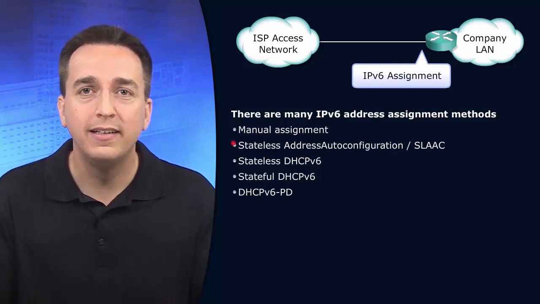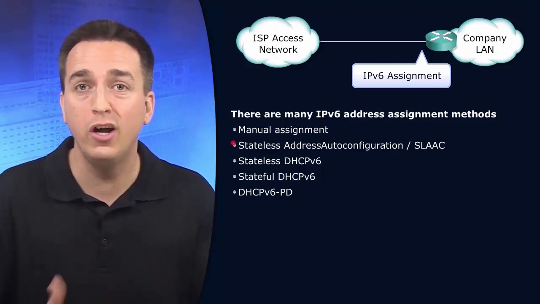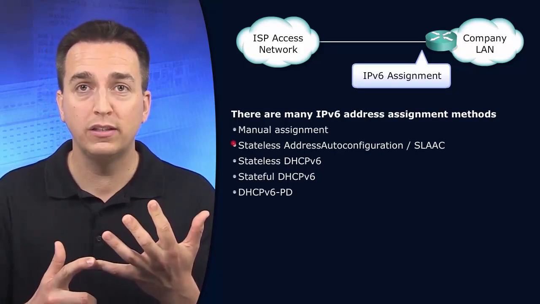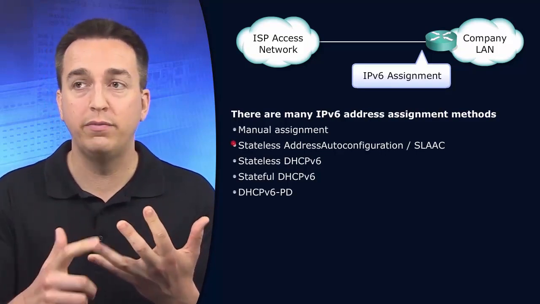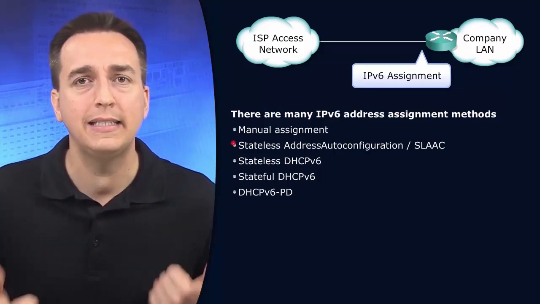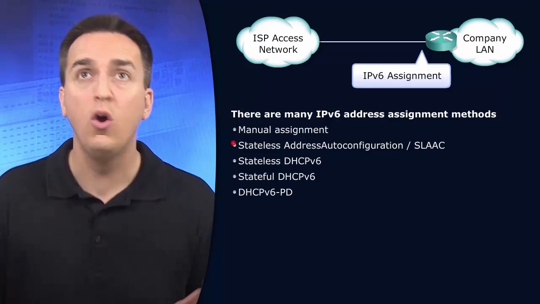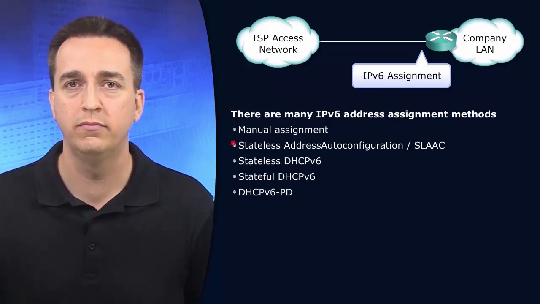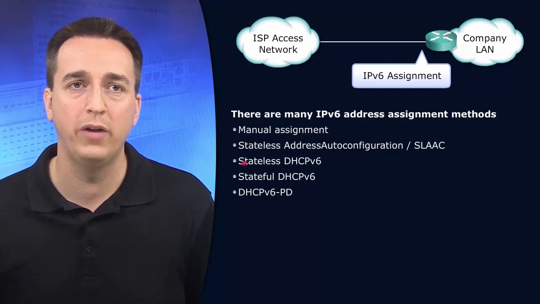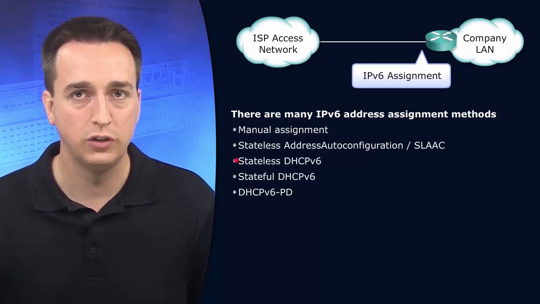But that's it. So the clients, let's say Windows PCs, they have their IPv6 global address determined. And what else do they have? They have their default gateway. But what about DNS information? What about TFTP information? What about NTP information? To name a few. Well, they need to go get that information from someone else, a DHCP server.